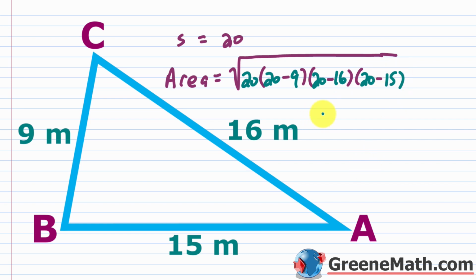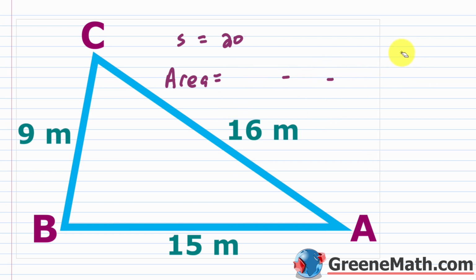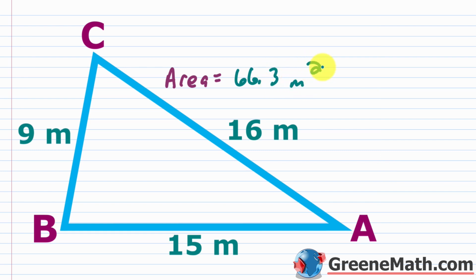So you could simplify this if you want. I'm just going to key it into the calculator and be done with it. And I'm going to get about 66.3. So this is about 66.3. And remember, when you're working with area, it's going to be units squared. So here it's meters. So you could say square meters or meters squared. So this would be about 66.3. Let me make that 3 a little bit better. I'm just going to say meters squared for the area.